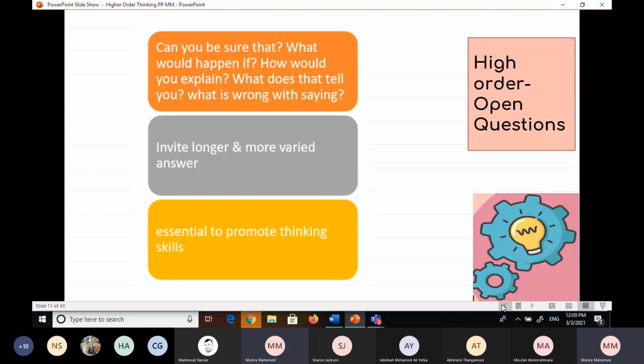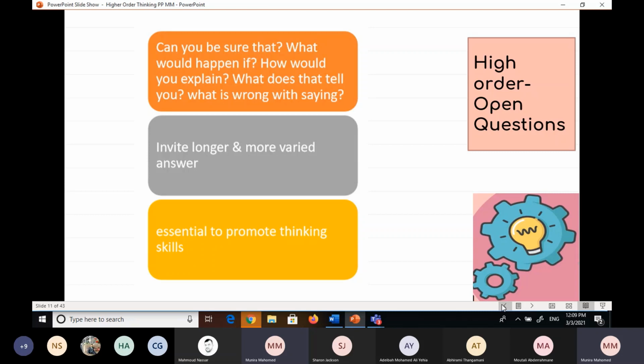Higher order questions, unfortunately, these are the open questions, questions where you ask them for a little bit more explanation about what would happen if this was the scenario. How would you explain this if this had happened? What does that tell us or tell you about the story? What is wrong with this? These are all higher order questioning that we do use.